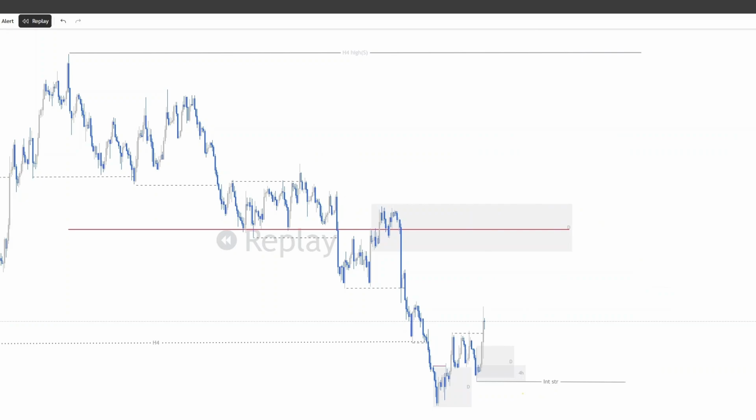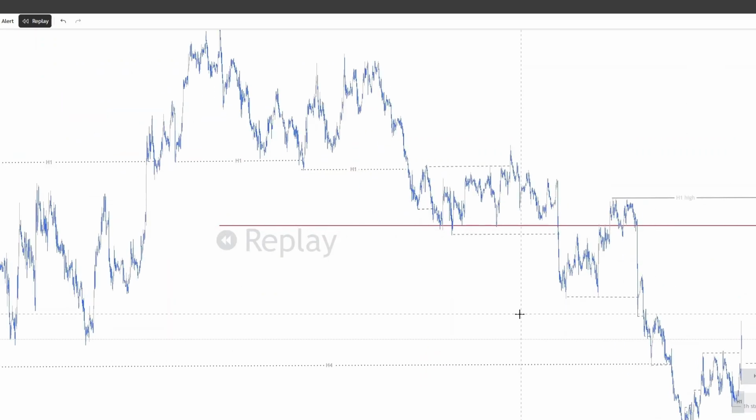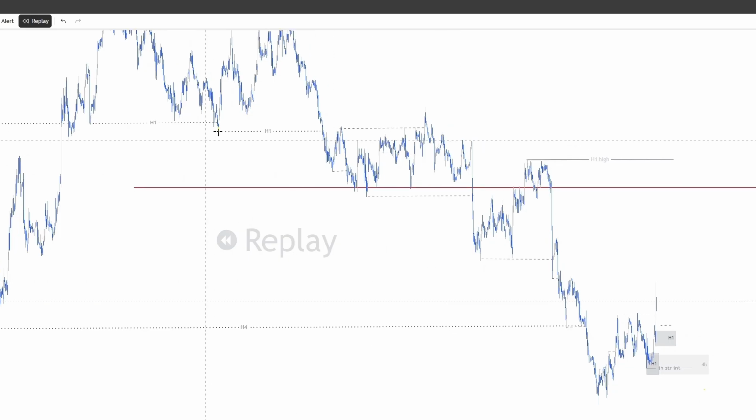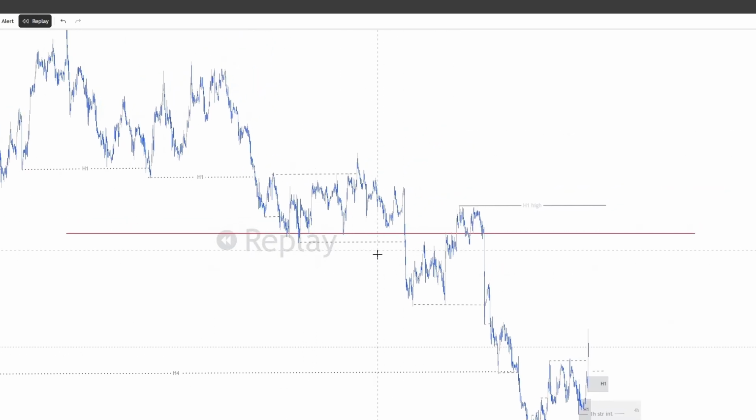So let's look at the 1 hour too as well. Looking at the 1 hour too, you see that in the 1 hour, price continues to move down in the same direction.